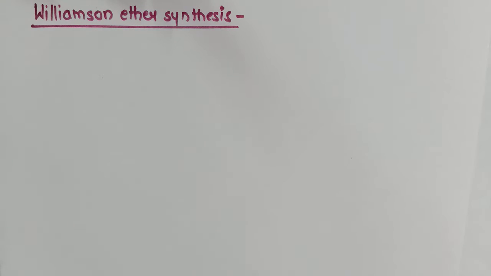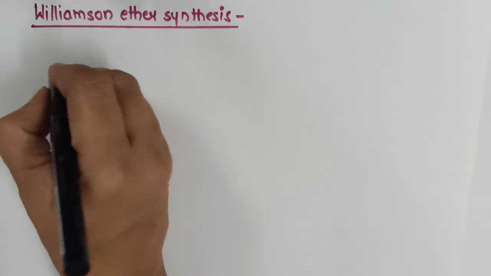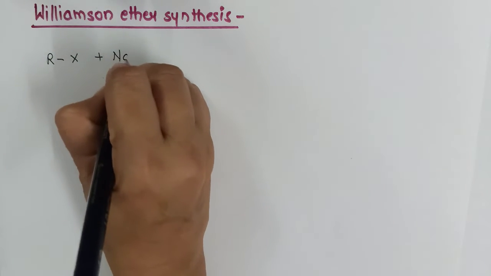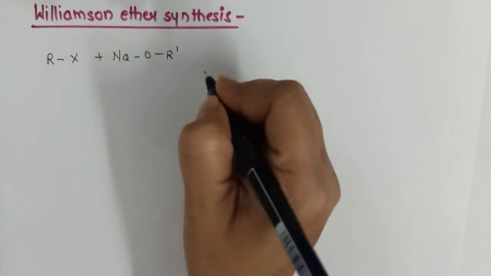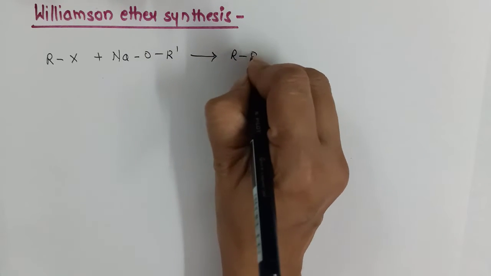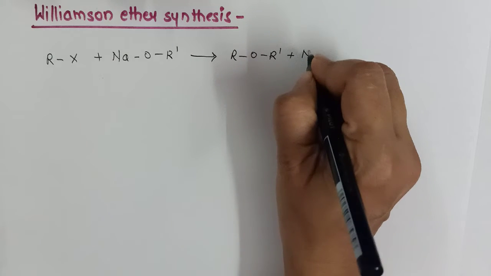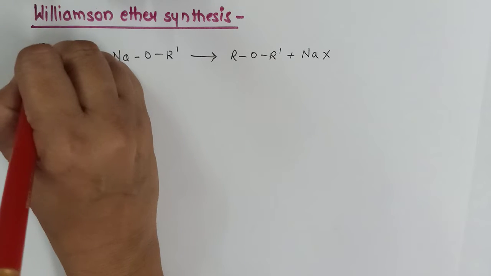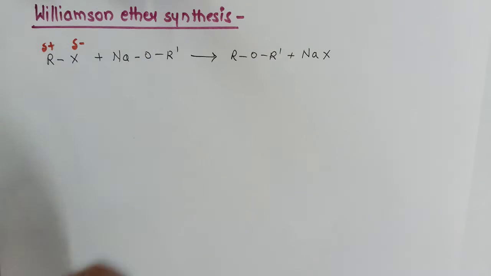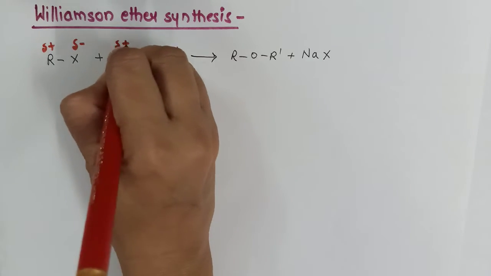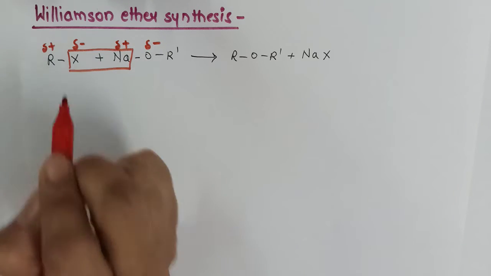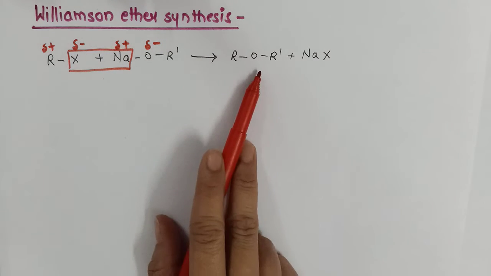The next method is Williamson ether synthesis, about which we have already studied in the chapter on haloalkanes. Any alkyl halide, when it is treated with sodium alkoxide, will form ether along with sodium halide. There is a del plus charge on the alkyl group, and a del minus charge on the halogen. Similarly, here there are charges. This sodium halide will be removed as a byproduct and we will get ether.